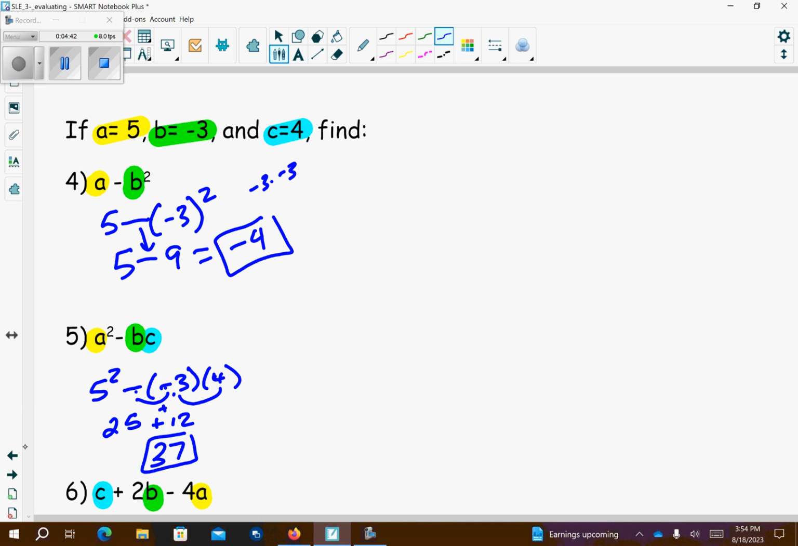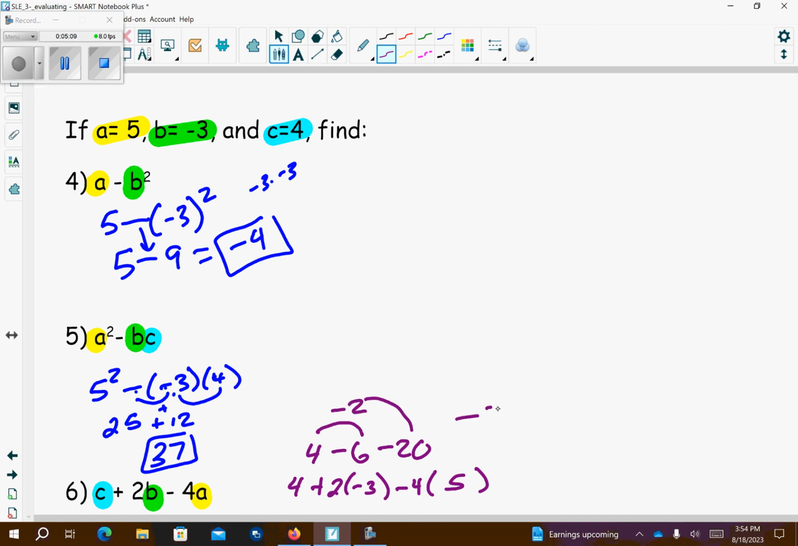And our last problem, let's do it in purple. My c value is 4, plus 2 times my b value, which is -3 from above, minus 4 times my a value, which is 5. Then I take care of this: 2 times -3 is -6, and -4 times 5 is -20. Let's do the math from left to right. 4 minus 6 gives me -2. Then -2 minus 20 is -22, and there's my answer.